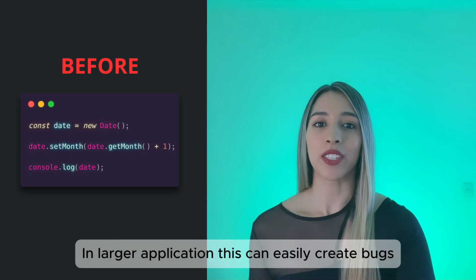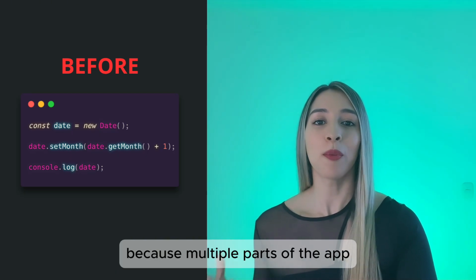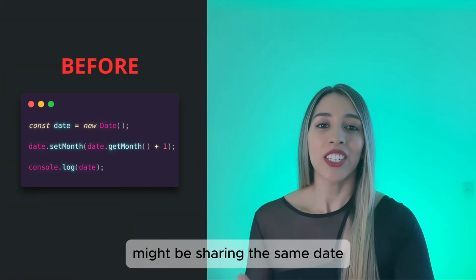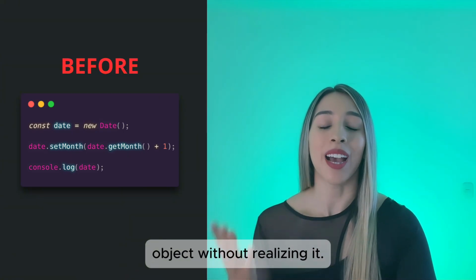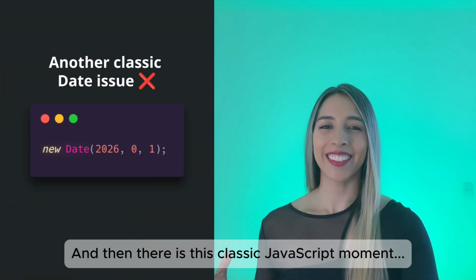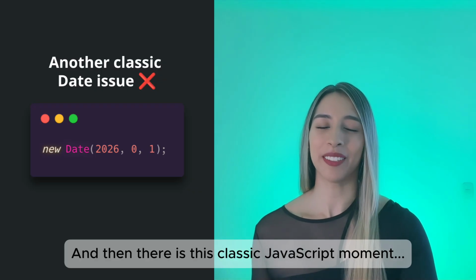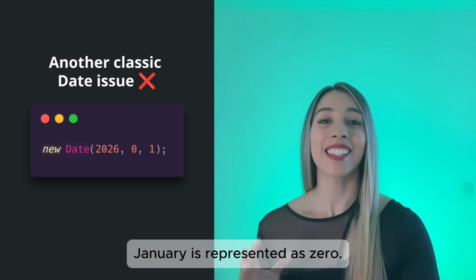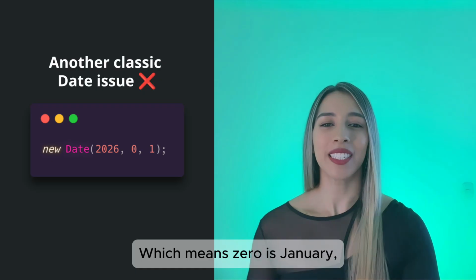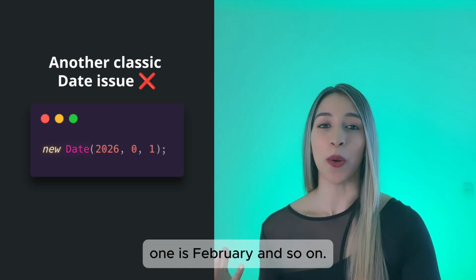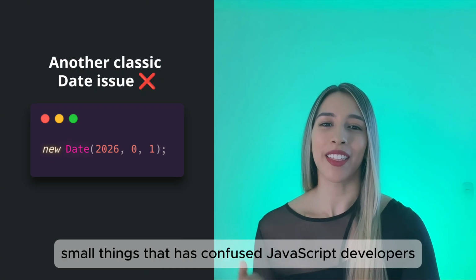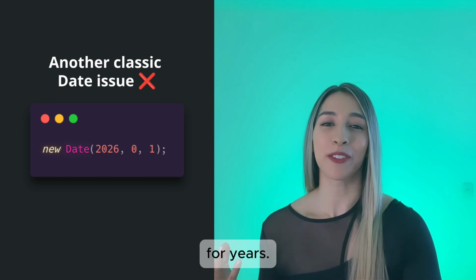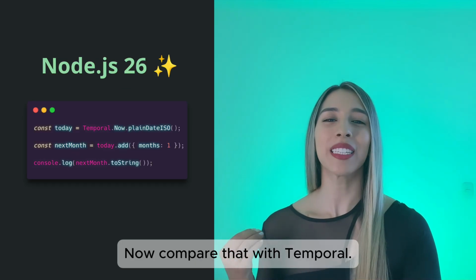In larger applications, this can easily create bugs because multiple parts of the app might be sharing the same date object without realizing it. And then there is this classic JavaScript moment. January is represented as 0, which means 0 is January, 1 is February, and so on. It's one of those small things that has confused JavaScript developers for years. Now compare that with Temporal.